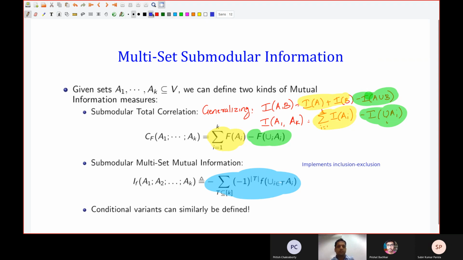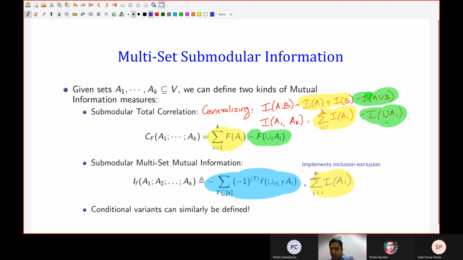Initially, this will be the summation over i equals 1 to K of I(Ai). So this will be exactly the same as above. If you have a single element, there will be a negative here and one more negative here, and so that part is the same.